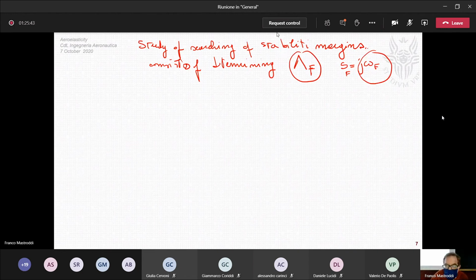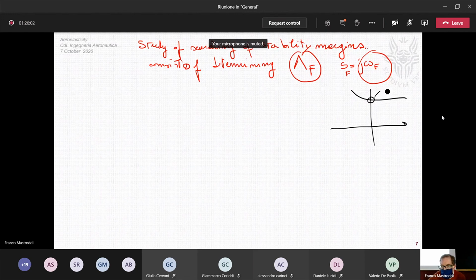Okay, and this is the problem I want to face with you, and probably you face this problem in your control theory course. So essentially we want now to study this generic situation. Here, I have s flutter equal to j omega flutter, and this occurs for lambda equal to lambda flutter. So the unknowns are lambda flutter and omega flutter. How many unknowns? Two unknowns.